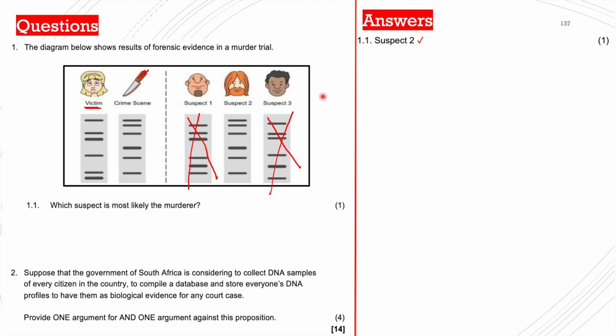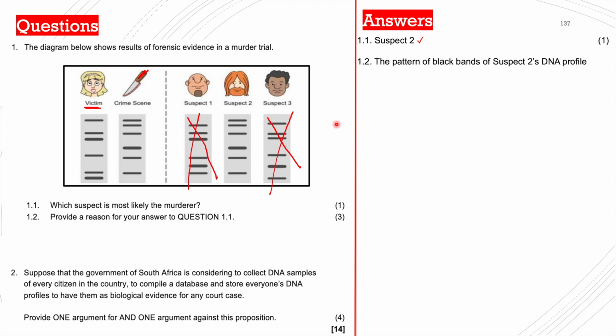You can almost determine what the next question is going to be. Of course, the next question is going to be: provide a reason for your answer to question 1.1. And this is how you answer the question. Remember, the answer will not be the DNA of suspect 2 matches 100% to the DNA of the evidence that is found at the crime scene.